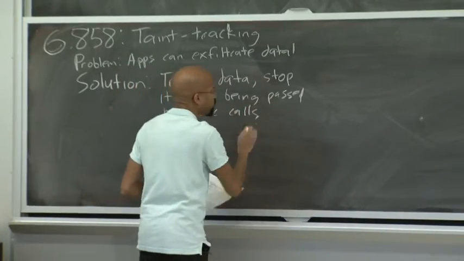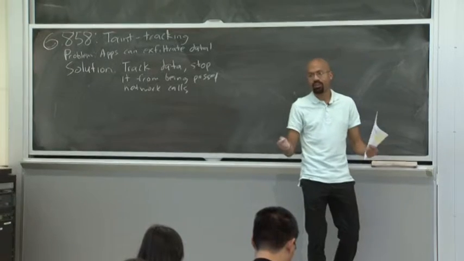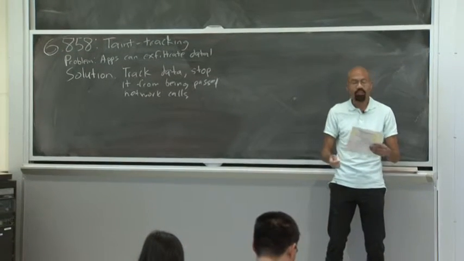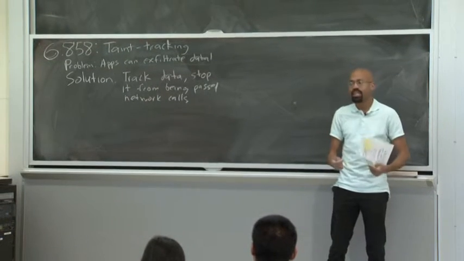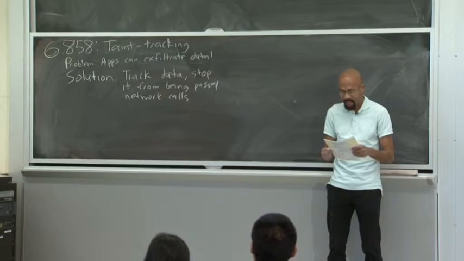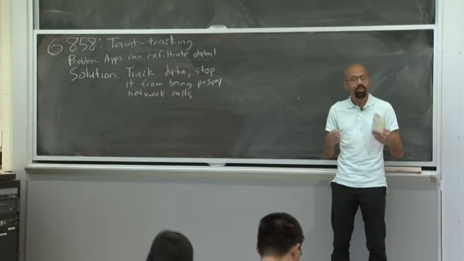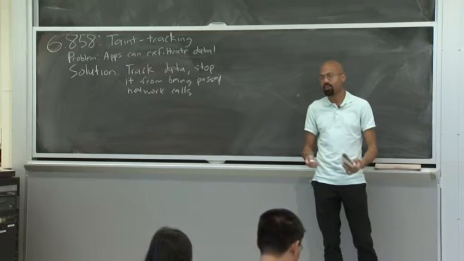Presumably if we can do that, then we can stop the leak right at the moment that it's about to happen. And you might think to yourself, why are traditional Android permissions insufficient to stop these types of data exfiltrations? The reason is that these permissions don't really have the appropriate grammar to talk about the type of attack that we're trying to prevent.